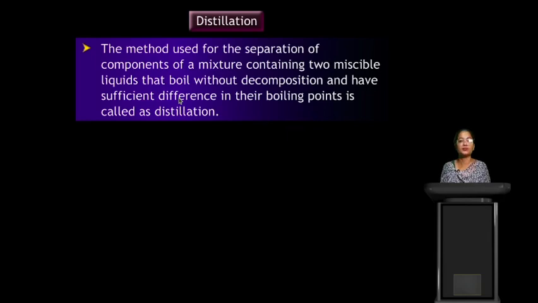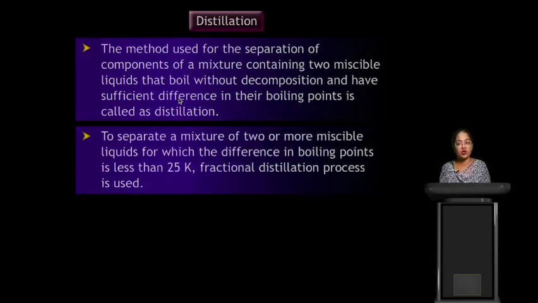Okay. To separate a mixture of two or more miscible liquids for which the difference in boiling point is less than 25 Kelvin, the fractional distillation process is used. So there are two miscible liquids and the difference between them is less than 25 degrees Celsius. With water and ethanol, it was about 43 degrees Celsius, no? But when it's less than 25 degrees Celsius, the fractional distillation process is used. It is similar to distillation but a little different from that.